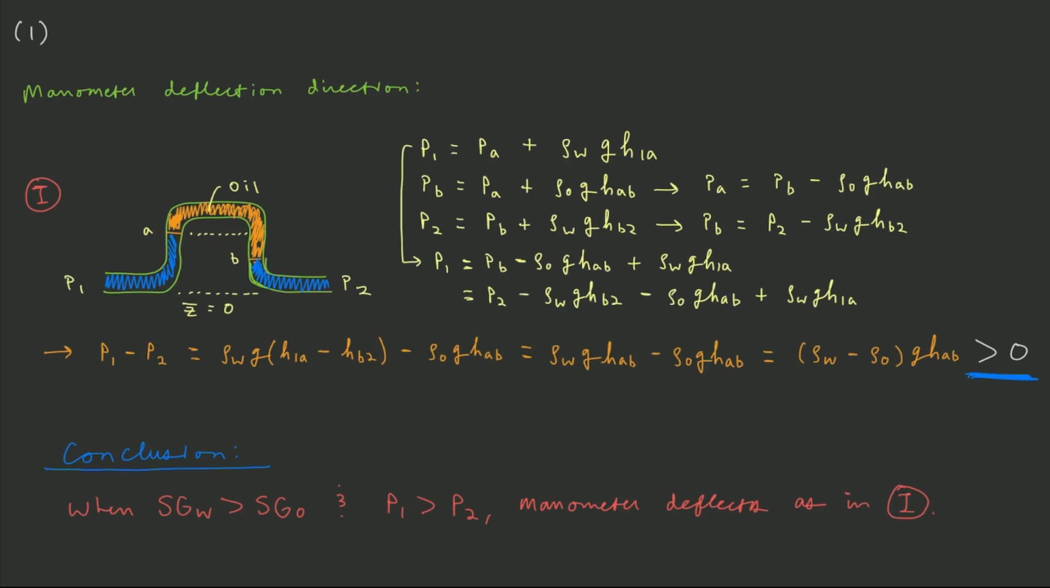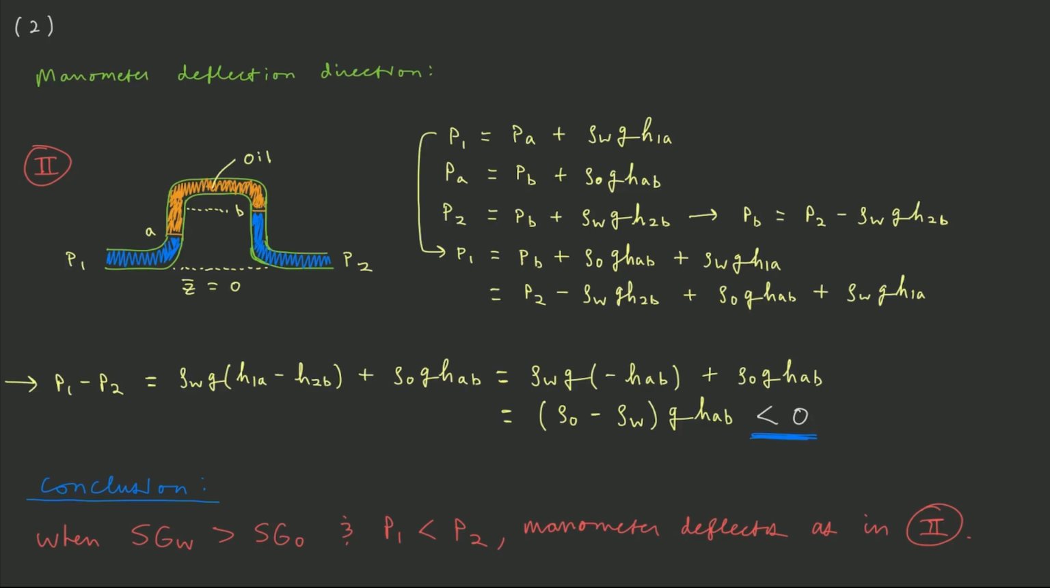So to check this result, let's draw the manometer in the opposite deflection and see if we get the same conclusion. So now in a similar fashion, we apply the hydrostatic pressure equation between these key points again. So between point 1 and point A, that's this equation. Point A and point B, that's this equation. Point B and point 2, that's this equation. And then we use algebra to combine those equations to come up with an expression for P1 minus P2.